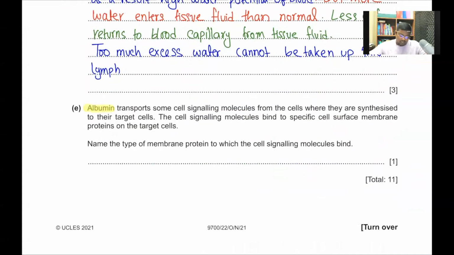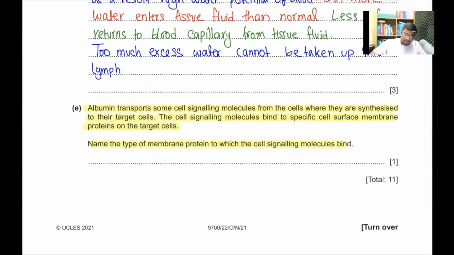Part E. Albumin transports some cell signaling molecules from cells where they are synthesized to their target cells. The cell signaling molecules bind to specific cell surface membrane proteins on the target cell. Name the type of membrane protein to which cell signaling molecule binds. So it will be cell surface receptors.